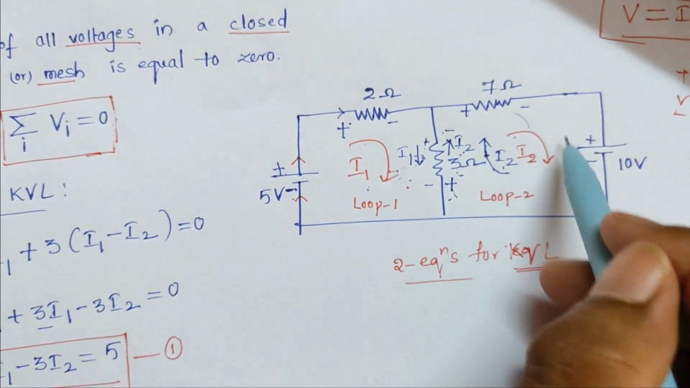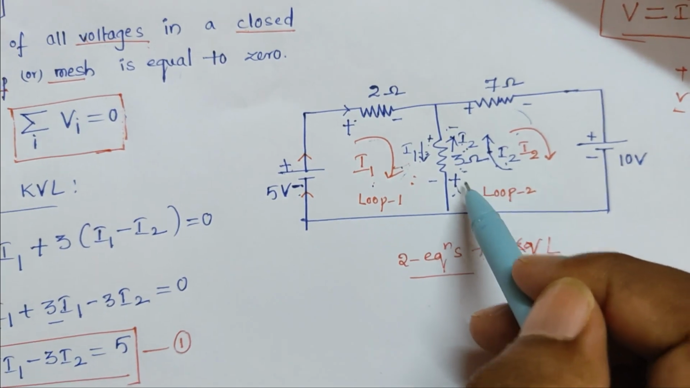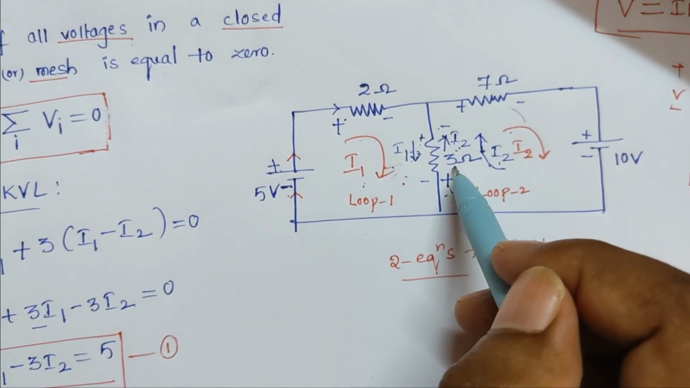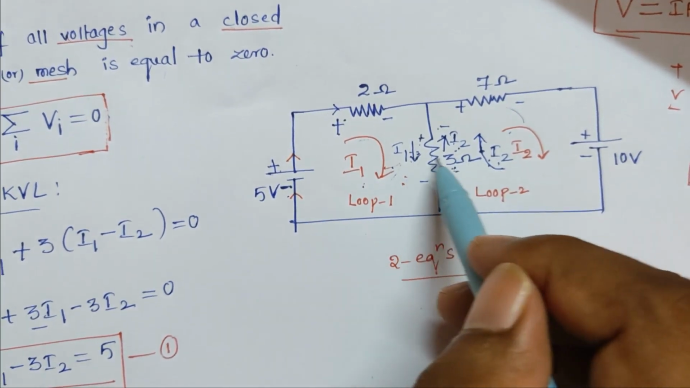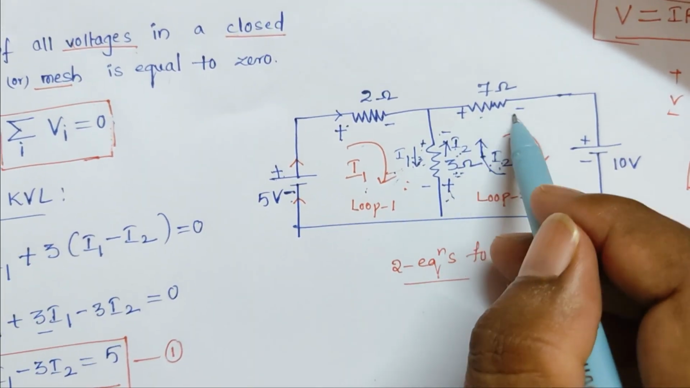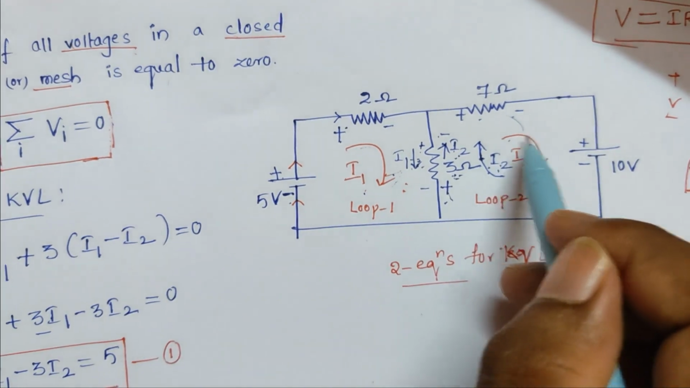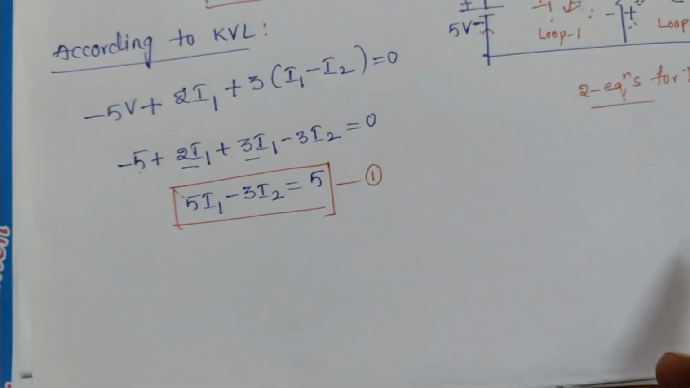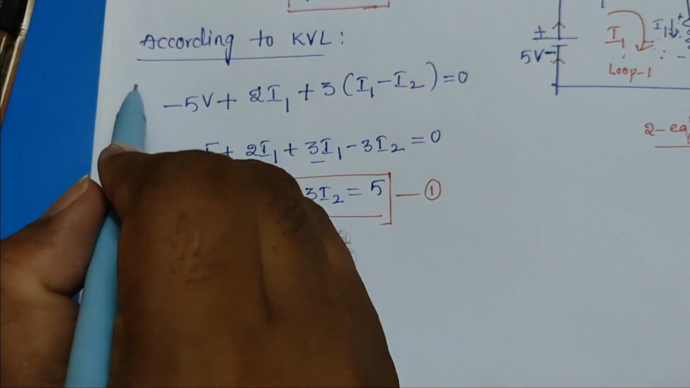So I am going to write the voltage expression in the second loop. For that I write the voltage across this 3 ohm resistor, which is 3 into the net current of I2 and I1, that is 3 into I2 minus I1, plus 7 into the current through the 7 ohm resistor, 7 into I2, plus the 10 volt voltage source. So this is the second expression, after the KVL in the first loop.